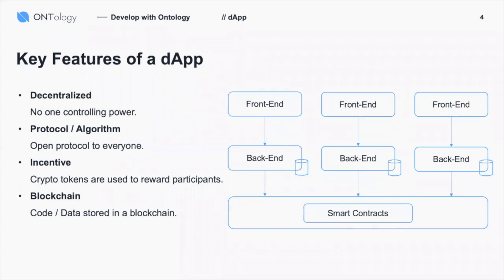The fourth one is that it's not based on just one blockchain. It can be a layer 1 blockchain or layer 2 blockchain or some other blockchain, but the code which implements the DApp protocol is in the smart contract. That is, it's shared by everyone in the ecosystem. So the code and data are stored in the blockchain. It's not owned by anyone. It's shared in the whole DApp ecosystem.